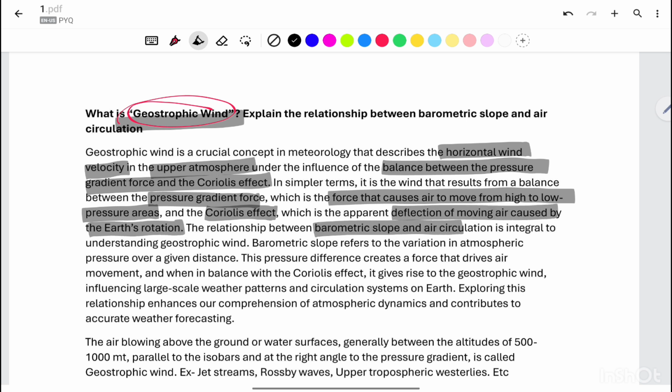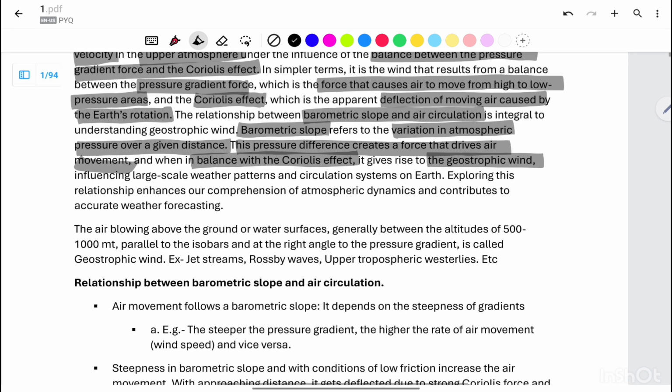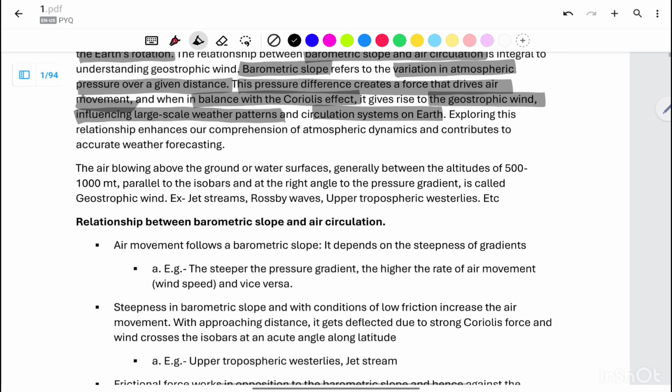Now, the barometric slope and air circulation. What is the barometric slope? It is a variation in the atmospheric pressure over a given distance. The pressure difference creates a force that drives the air in movement. This must be in balance with the Coriolis force to give rise to a geostrophic wind. If the balance is disrupted, what happens? It influences large scale weather patterns and circulation systems of the earth.